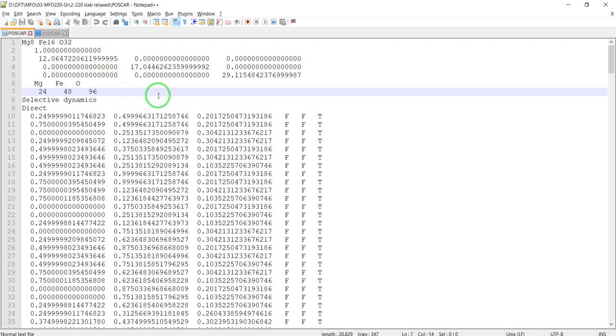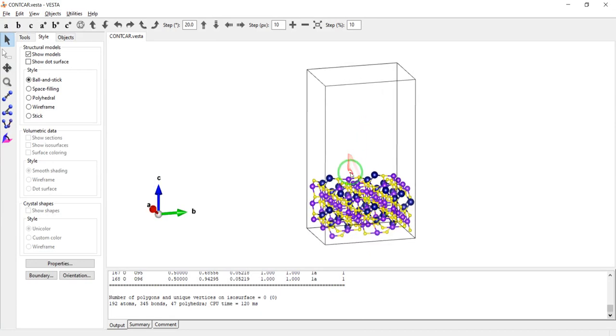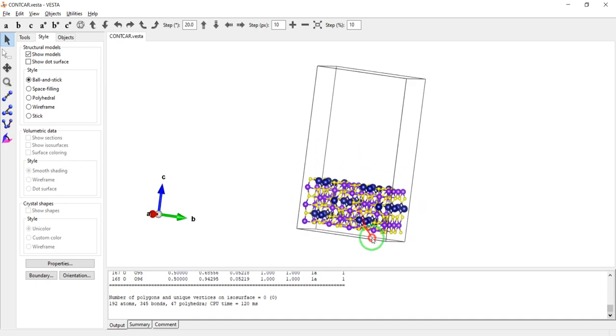A second important point is that if you want to divide the energy by the surface area of the slab, you should bear in mind that you have two exposed surfaces, one on top and one on the bottom. So you should multiply the surface area by 2.